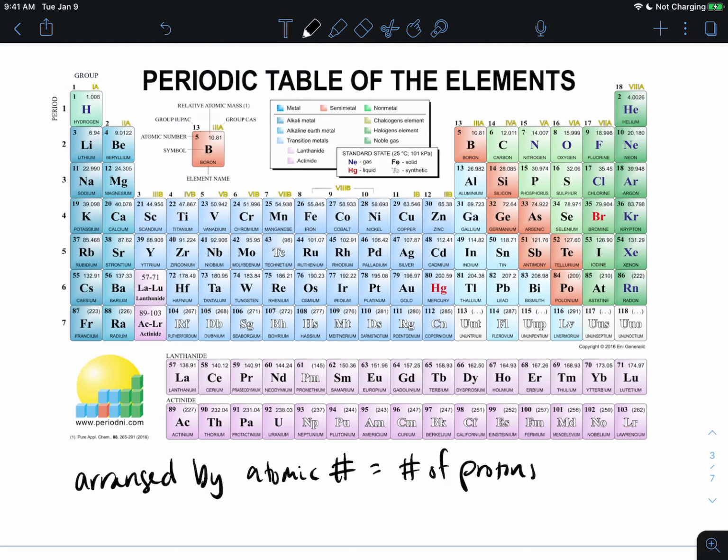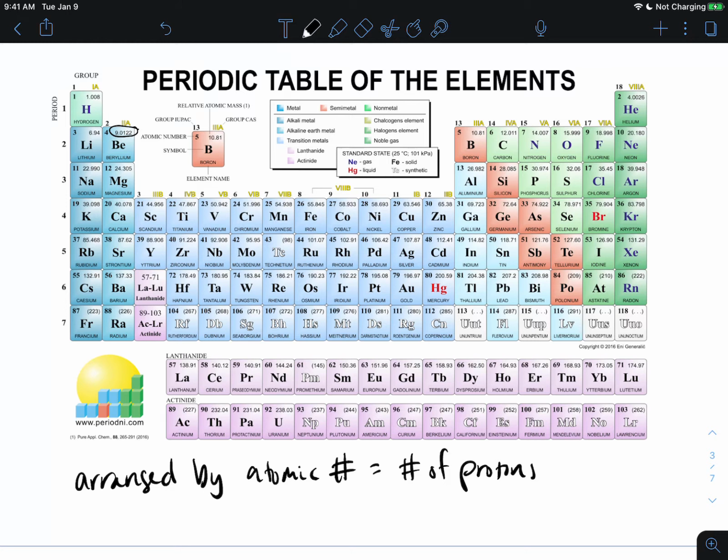We did talk about the idea of isotopes. Isotopes are atoms within an element that have the same number of protons, because to be an atom within an element, it has to have that same number of protons, but it has a different number of neutrons, which gives it different masses. And on our periodic table, we see that reflected in our average or relative atomic mass. Our atomic mass or atomic weight is a weighted average of all of the isotope masses that exist naturally.